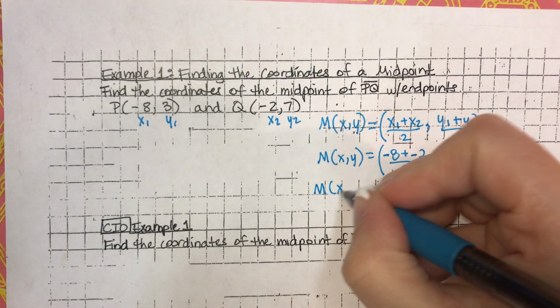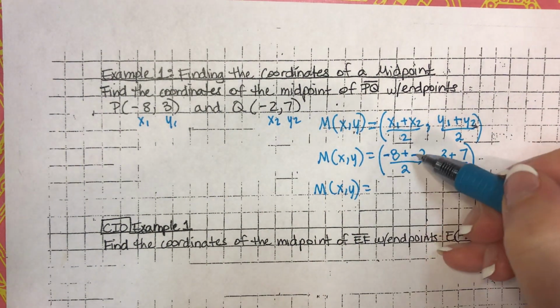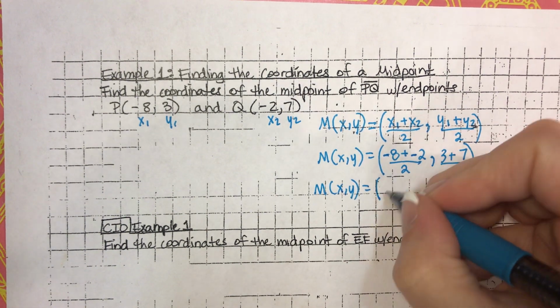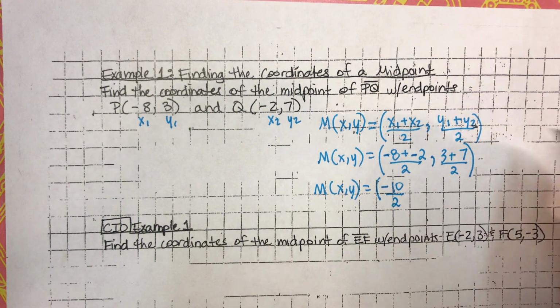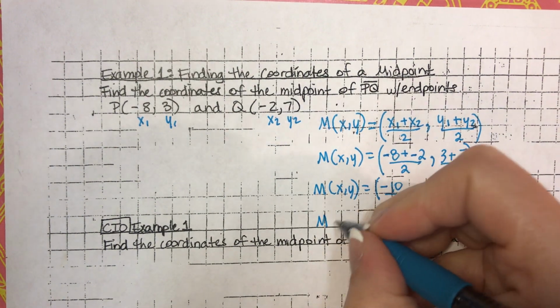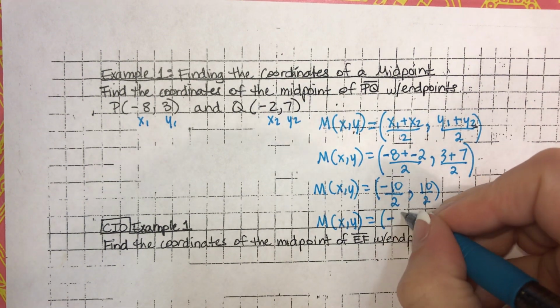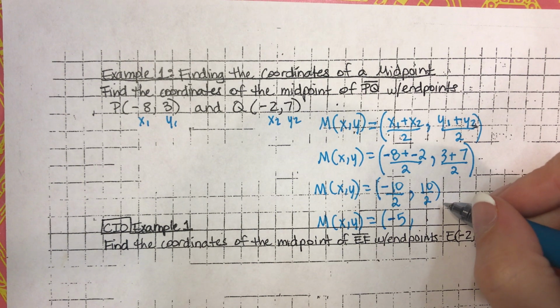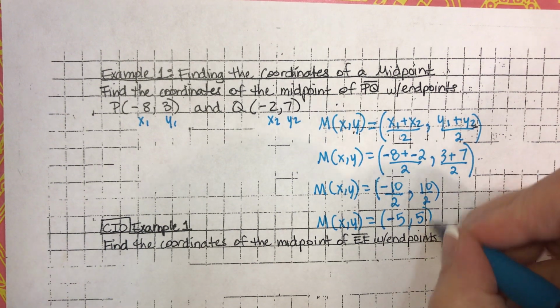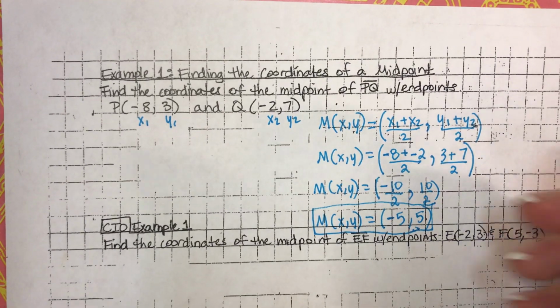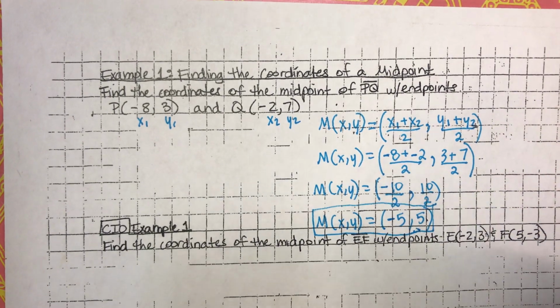So the midpoint x, y is equal to negative 8 plus negative 2. They're both negative, so we just add them together. And we get negative 10 divided by 2, comma, 3 plus 7 is 10, 10 over 2. And so the midpoint equals negative 10 divided by 2 is just negative 5. And 10 divided by 2 is 5. So there's our midpoint. Our midpoint is negative 5, 5. So this is our x part, and that is our y part.